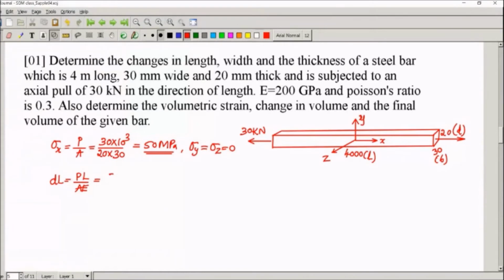So delta L is 30 into 10 power 3 into 4000 divided by area, 20 into 30, into E. E is 200 into 10 power 3. We calculate this, it comes out to be 1 mm. So change in length we have found out. So after loading, the bar becomes 4001 mm.